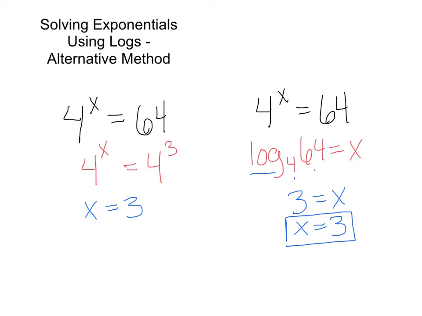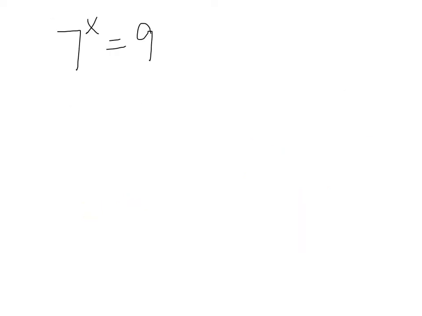In some ways, this is easier for some people. Common bases is good too, but we need to know how to use the log method because sometimes we can't write both sides of the equation with a common base. Here we have 7 to the power of x equals 9. I don't know a way that I can write the number 9 as 7 to a power, at least a nice integer power that I already know. So instead, let's go to the log method.